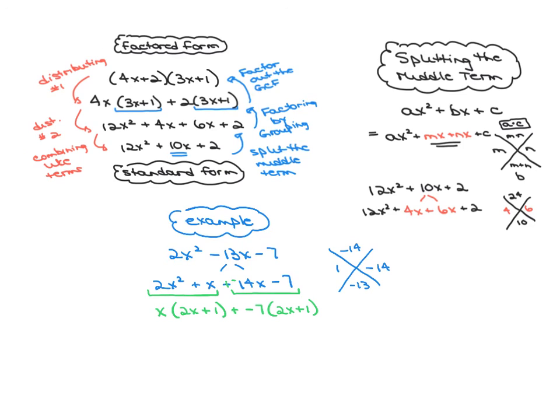Well, that makes me super happy because I see I have this binomial, 2x plus 1 is my GCF. And I'm going to factor out that GCF, 2x plus 1, and multiply by the remaining factors, x plus a negative 7, or minus 7. So I've taken this quadratic, 2x squared minus 13x minus 7, and factored it into x minus 7 times 2x plus 1.